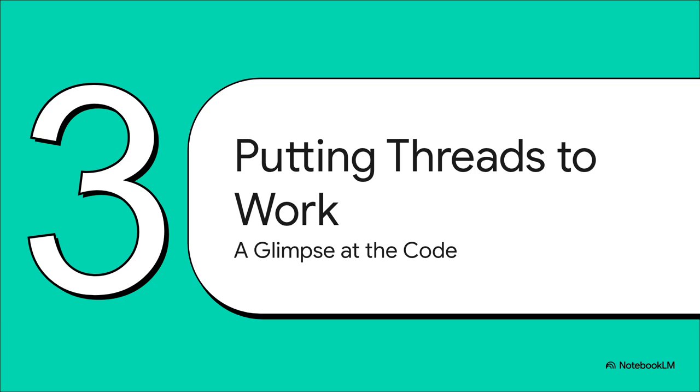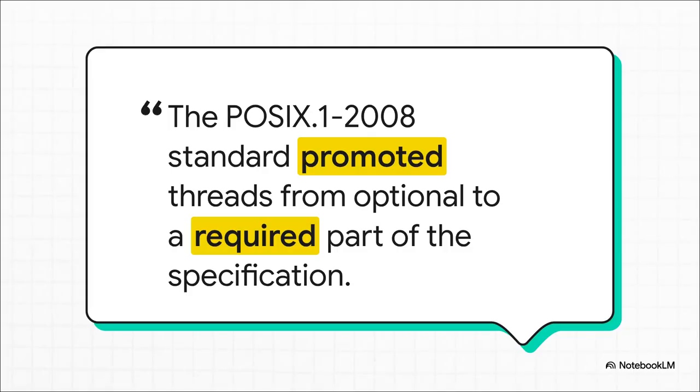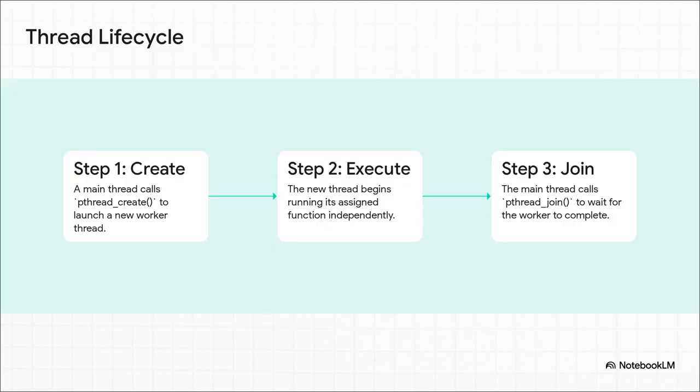So we've covered the theory, but how do programmers actually command these digital waiters to do their bidding? Let's take a quick glimpse at how threads are actually created and managed in the code. First, it's really important to know that this isn't some obscure optional feature. As this quote from a classic textbook shows, threads are a required fundamental part of the standard for modern systems. And this standardized interface is called P-threads, which stands for POSIX threads. And actually, using them follows a very logical three-step life cycle.